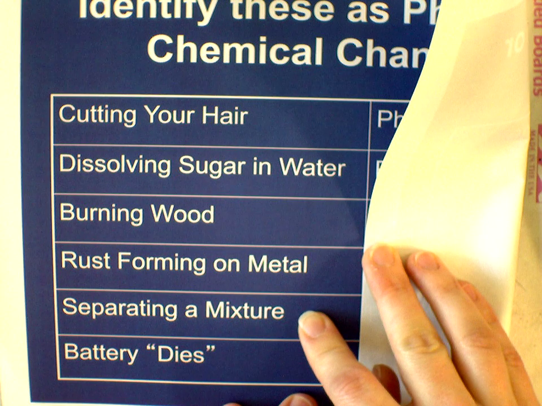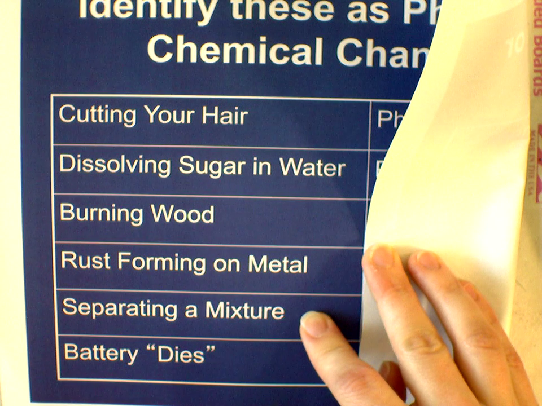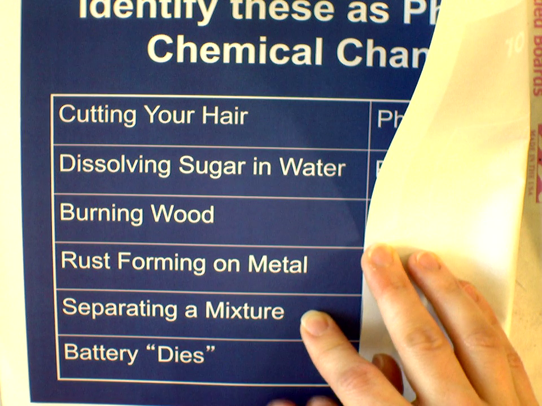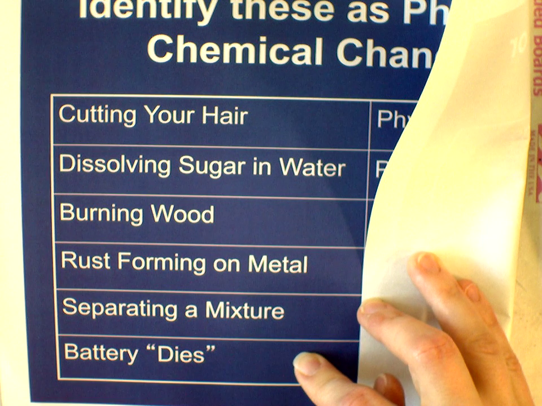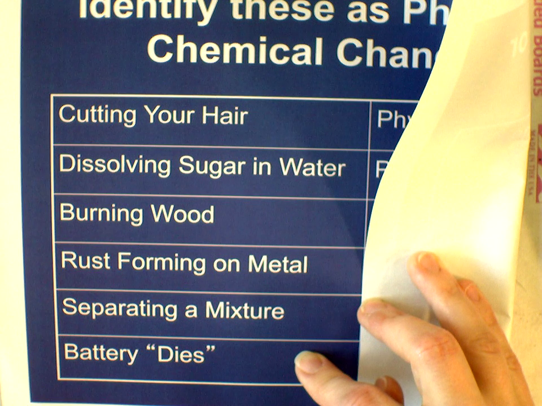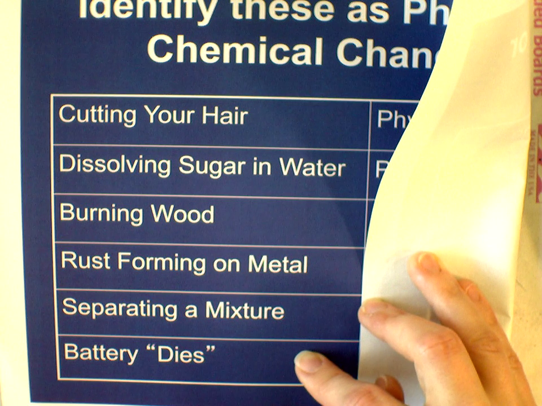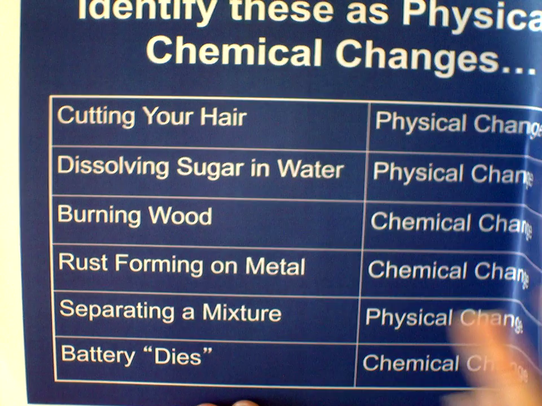If we're separating a mixture, you're still maintaining the identity of each of the pieces of the mixture. Just now they're separated. That's going to be a physical change. When a battery dies, well, inside a battery there's a chemical reaction that's occurring. And at some point, the chemical reaction can no longer proceed, so the battery dies. I think that's a chemical change.